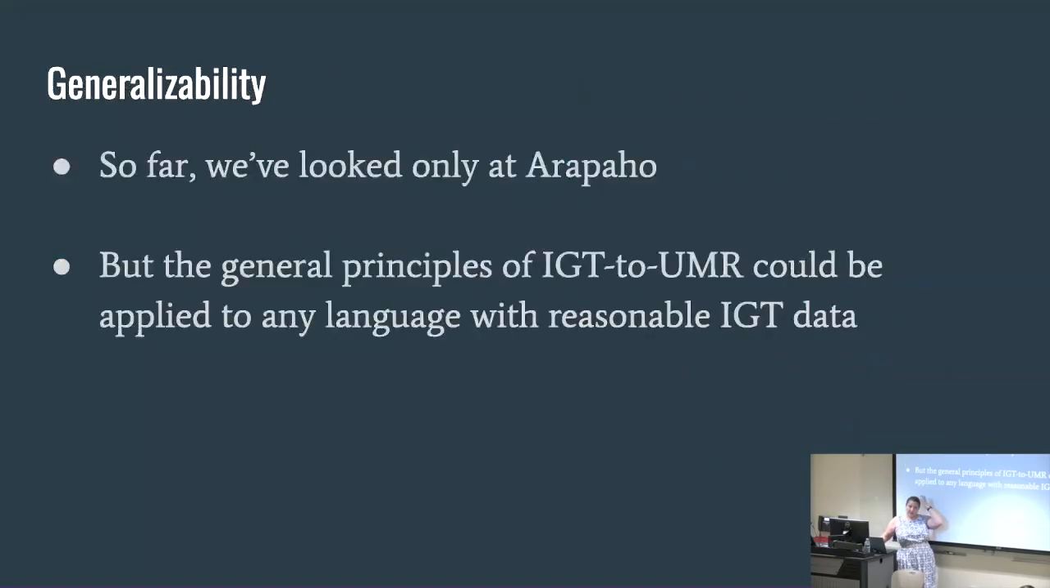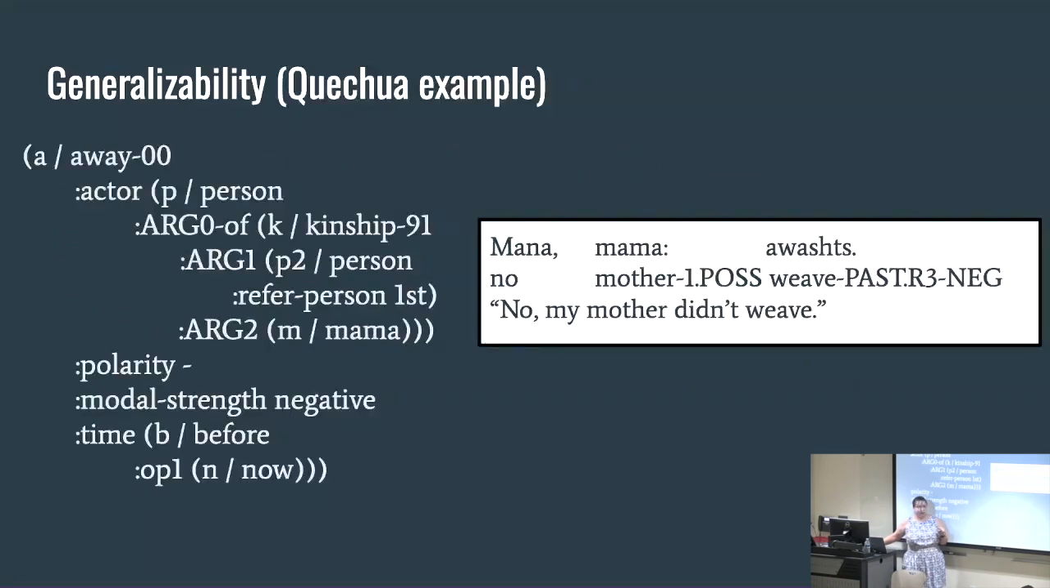So far, we've done this just with Arapaho, but the general principles of IGT to UMR are applicable to any language with reasonably clean IGT data. Here's one example from Quechua, which is another of the languages we're doing UMR annotation for in Boulder, where we see a different style of IGT. Here we have just the 3 lines.